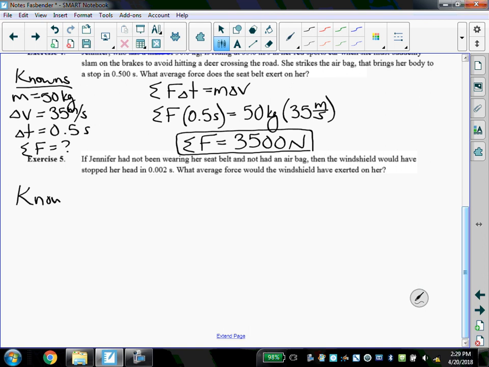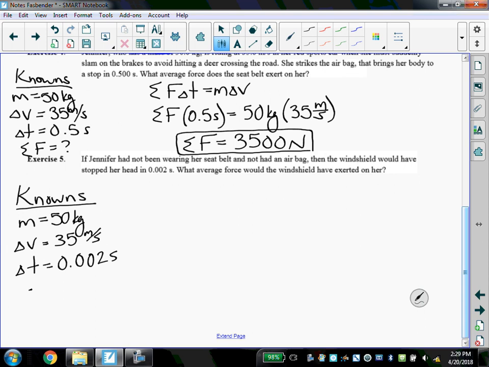So we have almost the same set of knowns. We still have a mass of 50 kilograms. We still have a change in velocity of 35 meters per second, but now our time has dramatically decreased. It's now 0.002 seconds, and we want to know how much force is going to act on Jennifer.